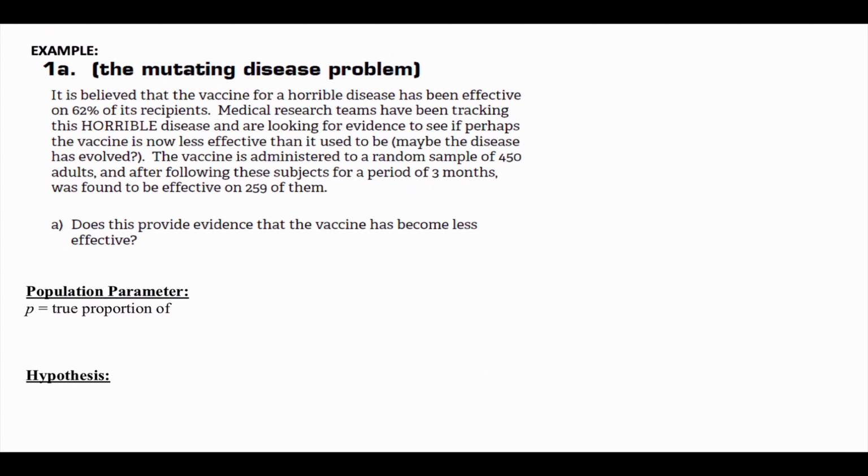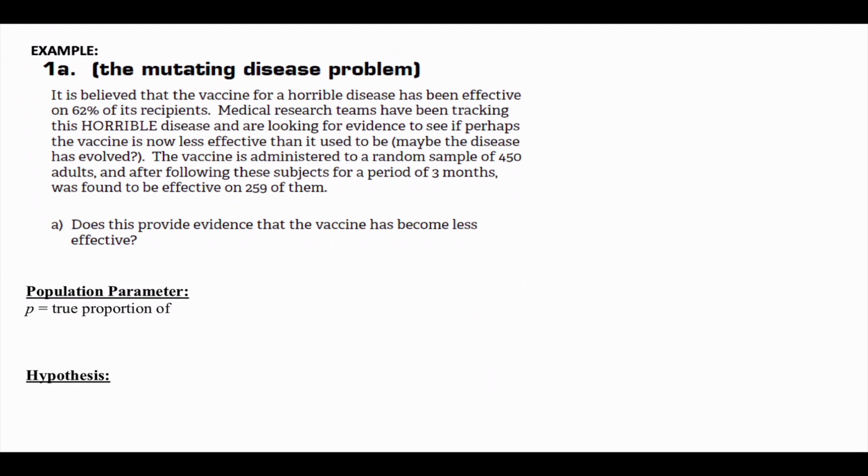Okay? Medical research teams have been tracking this horrible disease and are looking for evidence to see if perhaps the vaccine is now less effective than it used to be. That would be because maybe the disease has evolved. Happens all the time, right? Even before COVID. Flu. We had flu shots. People get flu shots. Flu shots are vaccines, right? What's the purpose of a vaccine? To prevent you from getting it. Not necessarily. It could do that. If you catch it, it prevents the symptoms. Exactly, right? So a vaccine could do one of 2 things.